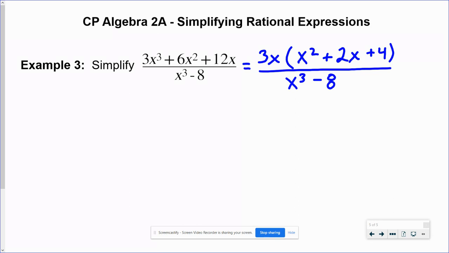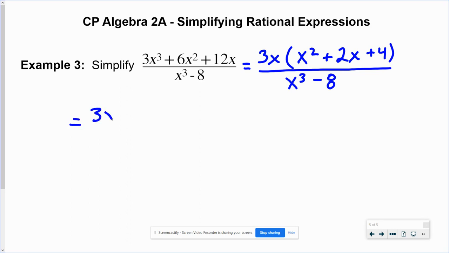X squared plus 2x plus 4. 4x squared is what we get if we multiply the constant term and the first term together. And we're looking for factors of 4x squared that add up to 2x. We're not going to be able to find those because the only factors would be 4x and x, or negative 4x and negative x, and then 2x and 2x, or negative 2x and negative 2x. And none of those options add up to 2x. So x squared plus 2x plus 4 is not going to factor any further. So let's try and factor the denominator and see what we come up with.